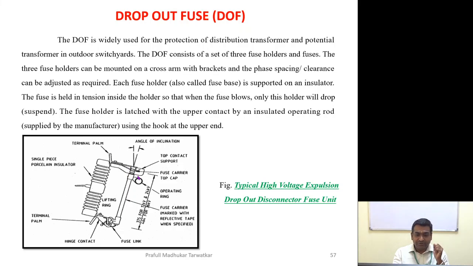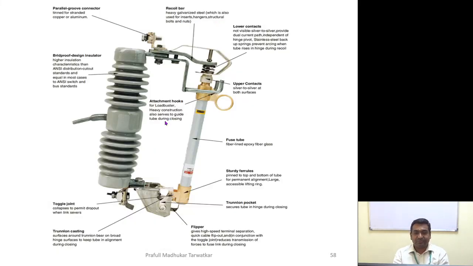So this DO fuse consists of a tube, and this tube is connected at two ends of the circuit, like the incoming circuit and the outgoing circuit. So this tube consists of a wire called a fuse wire. This is enclosed. So when the fuse melts or blows out, this tube falls down on the ground, and that is the reason why it is called a dropout fuse.